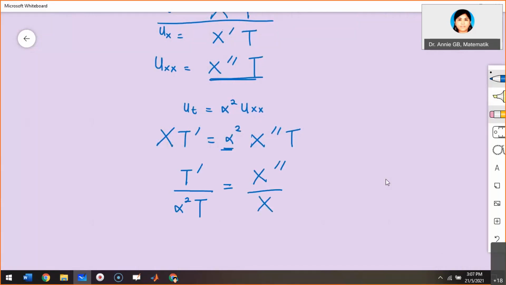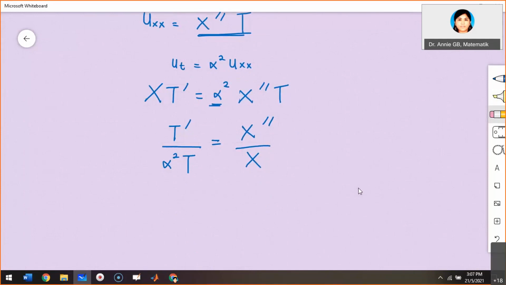Okay, so don't get confused when you see the equation like this. Dia sama macam ni lah, okay? Partial u over partial t sebenarnya. So don't get confused with the T prime dengan X prime and so on. Okay, now what happened here? Kita dah separate variable kan?